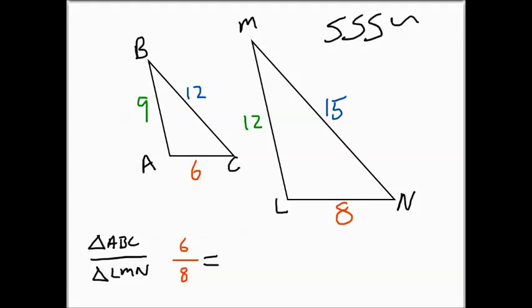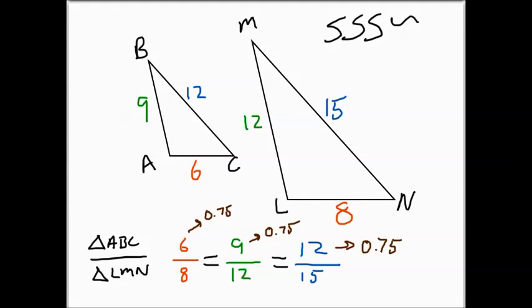the medium sides. So the medium side of triangle ABC is 9 units. The medium side of triangle LMN is 12. And we want to see again if the longest sides of the two triangles follow that same proportion. So the longest side of triangle ABC is 12. The longest side of triangle LMN is 15. So are these indeed equal fractions?